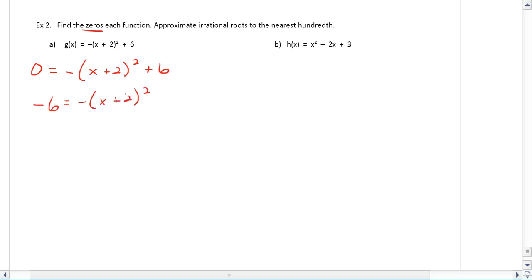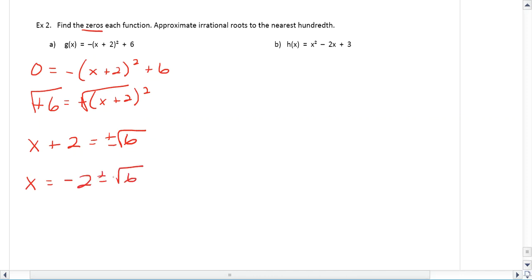and I haven't isolated this squared term yet. So now I'm going to multiply both sides by a -1. So these are both positive. And now I'm going to square root both sides. I'm just going to flip this around because I'm more accustomed to seeing it like this. And now we just, sorry, I forgot the square root sign there. There we go. So now I'm going to bring that 2 over, and so our answers are -2 plus minus square root 6. And that's usually how we've been writing them.